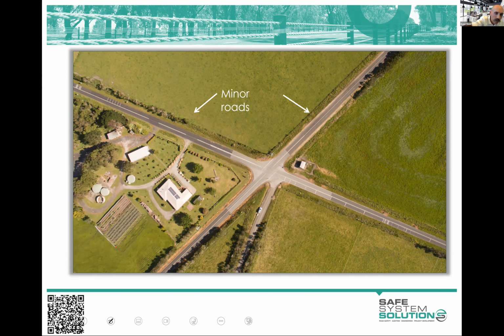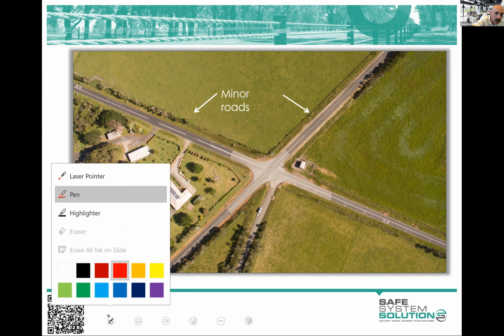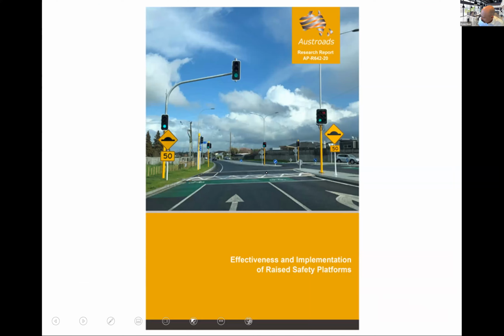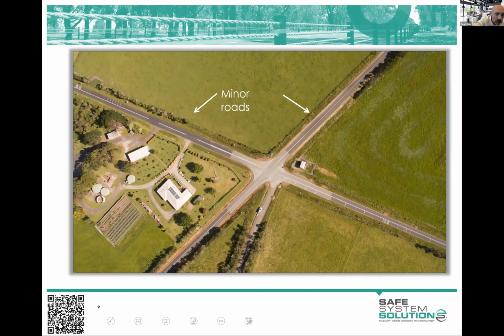And so they went, well, what about we just put some right turn lanes in? That'll reduce the likelihood of crashes, and we'll put some warning signs, and we'll sharpen up the line marking.